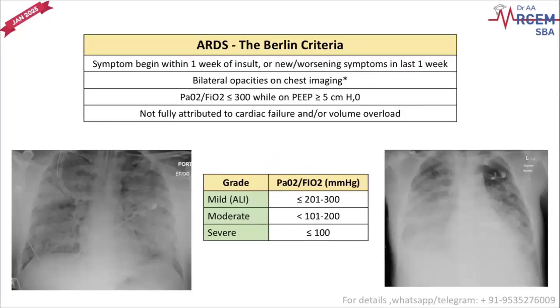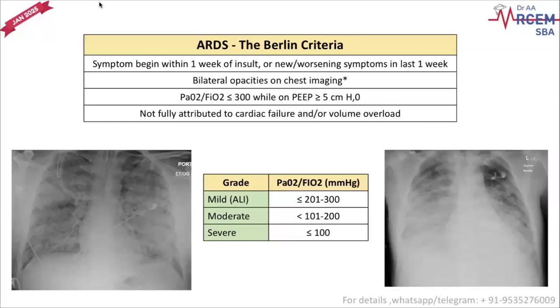Last topic is ARDS. ARDS is acute respiratory failure, what you're seeing here in this patient. So what happens in ARDS? What is the definition of ARDS is very important. ARDS basically is acute respiratory distress syndrome. There is a Berlin's criteria, or the definition of this one is known as Berlin's criteria, what you need to be aware of. Symptoms begin within 1 week of insult, or new or worsening symptoms of 1 week.